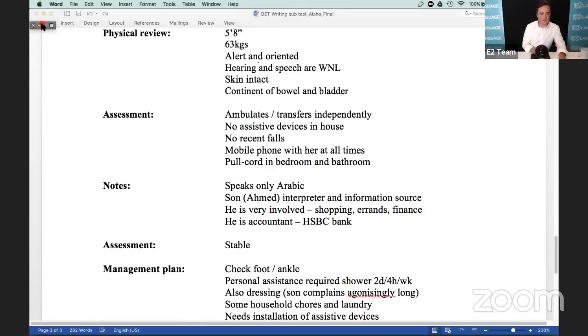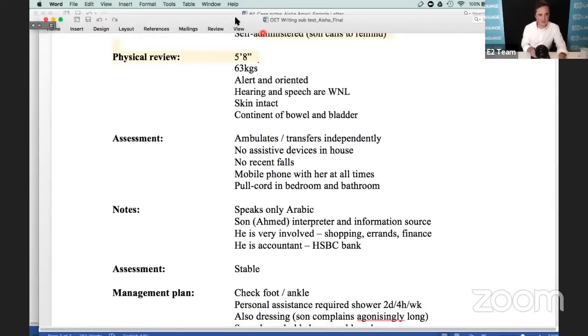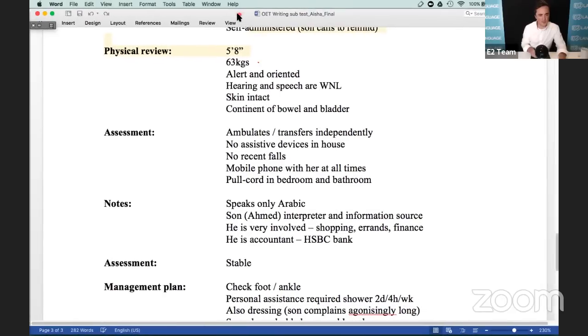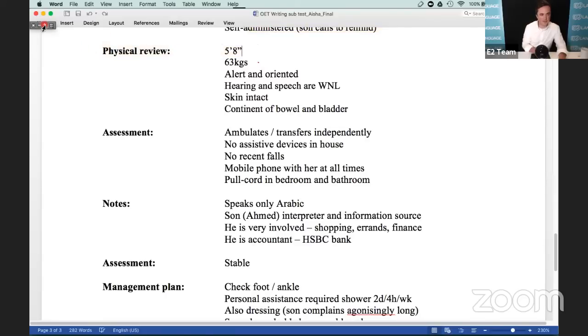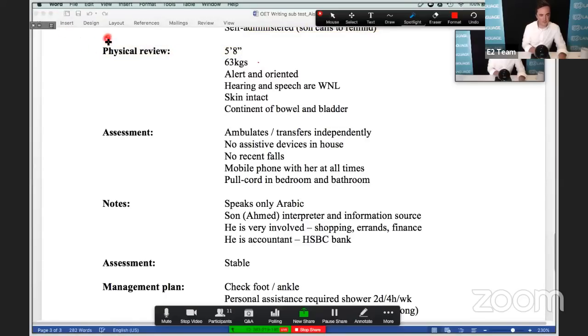All right, I don't know about you, but I'm gonna physical review. No, whoopsie, sorry. Let me get this right. 5'8", no. 63 kilos, alert and oriented, maybe. Hearing and speech is fine, or maybe not, I'm not sure. I will just see. Skin intact doesn't seem relevant. Continent of bowel and bladder doesn't seem relevant.